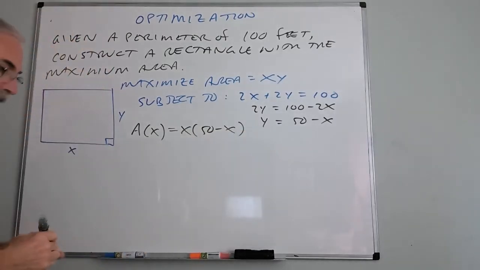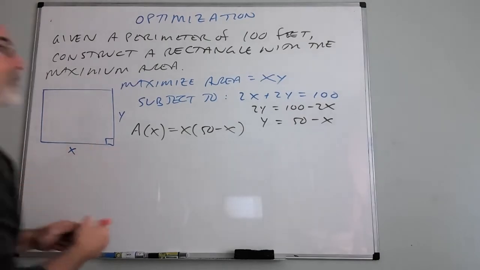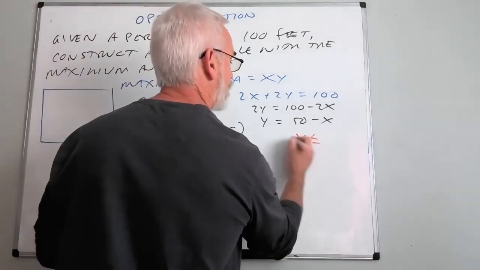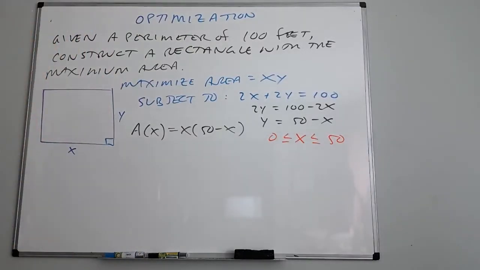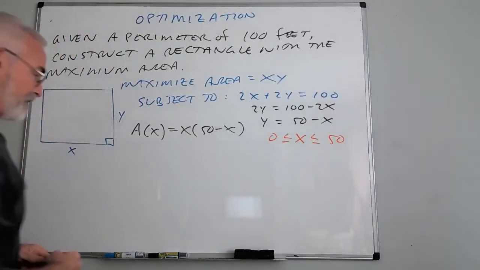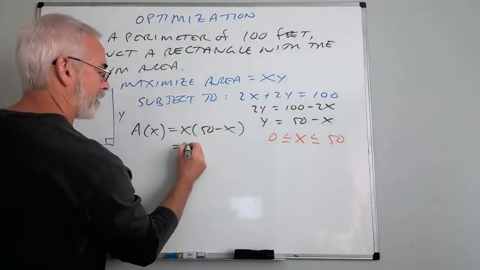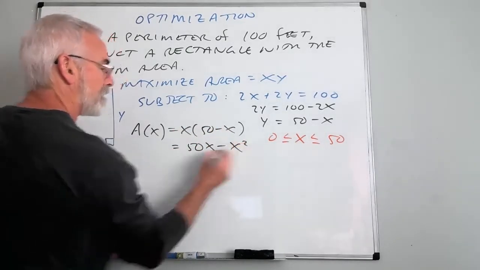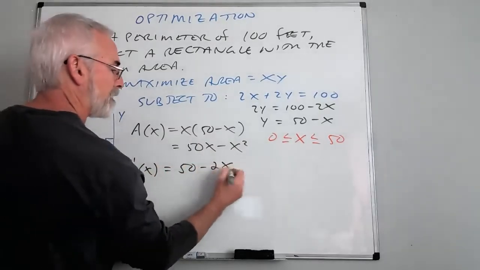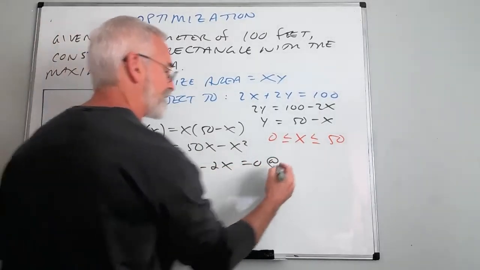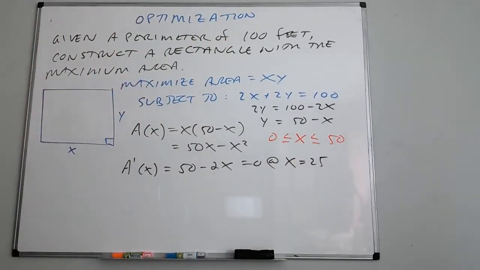Now I can put a constraint on x. We just said a moment ago, x can't be negative and it cannot exceed 50. So x would have to be between 0 and 50. That makes sense. That way, if I got a value outside of that range, I'd know it's extraneous. So the next thing we did, again, Calc 1, I'm going to multiply that out. So now we take a derivative. I set it equal to 0 and I get one solution. X is 25.